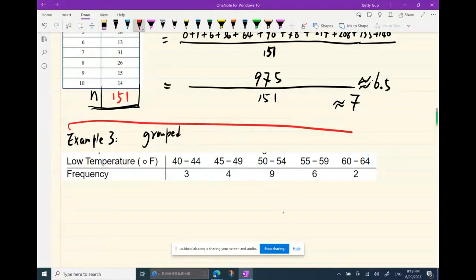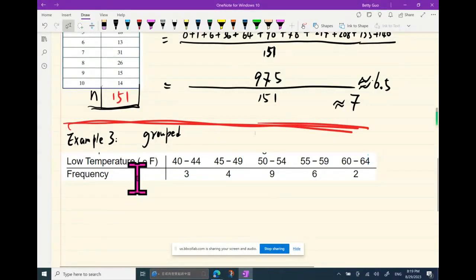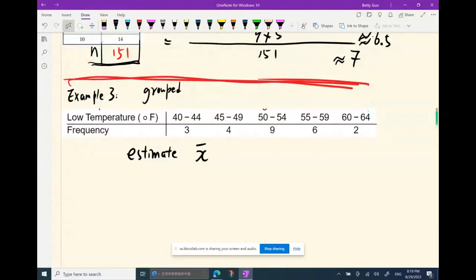I showed you in 3 different situations how we find the mean, right? And if you only have a grouped frequency distribution table like that, there's no way to find the actual mean. But we can estimate the mean. Let me show you how. There's no way to find the exact mean value. Why? Because we only have a distribution. We know 3 values fall between 40 and 44, but we don't know what the 3 values are exactly equal to, right?